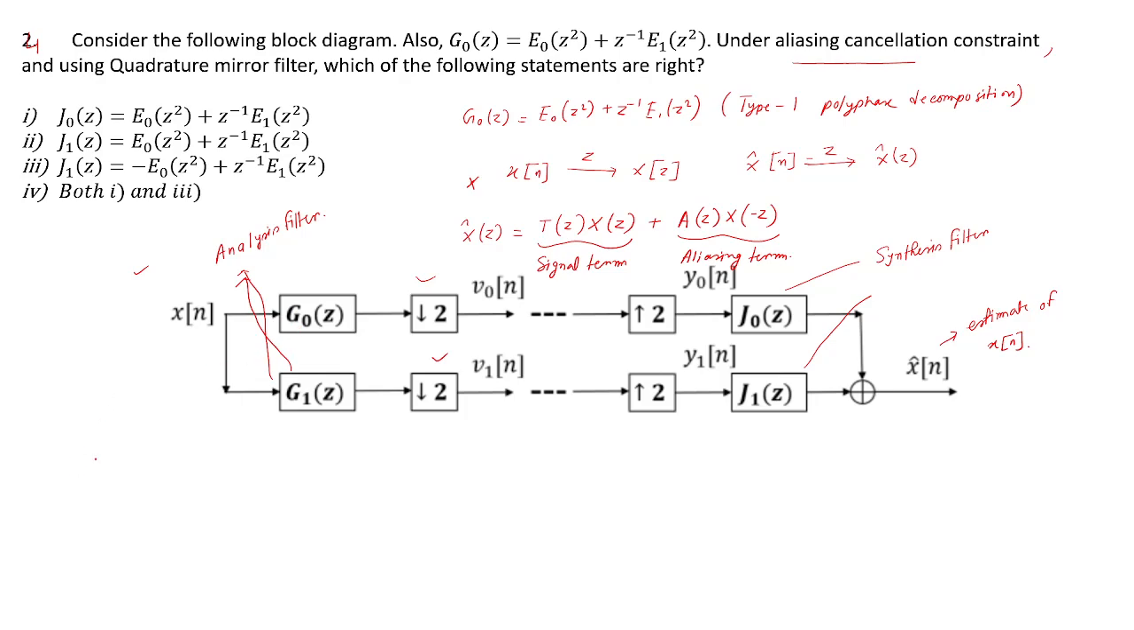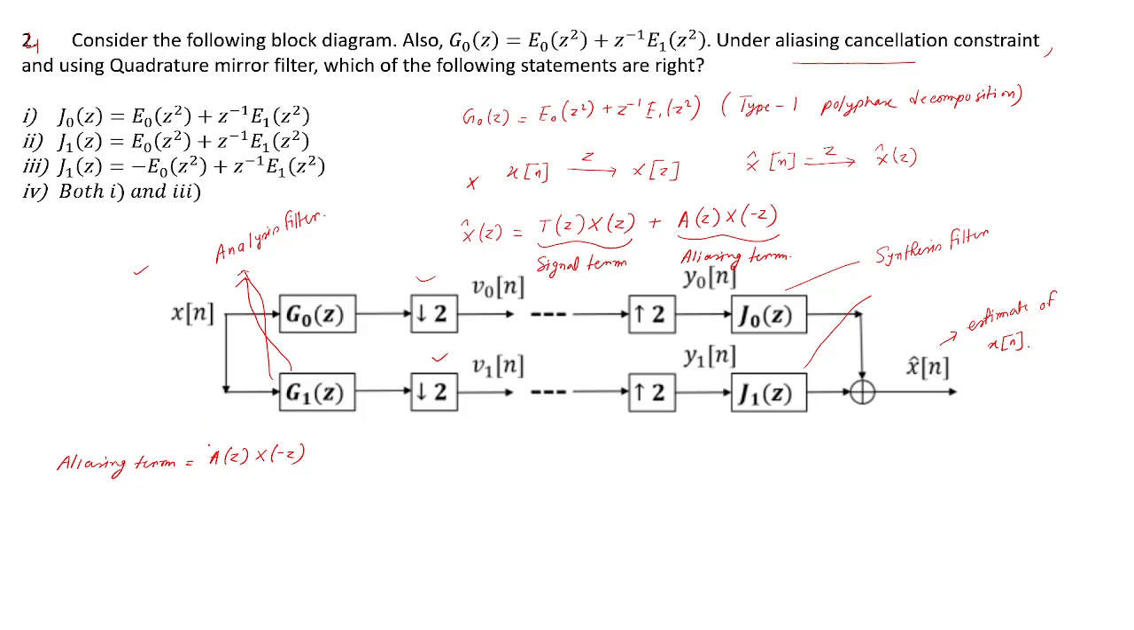Now let me focus on the aliasing term here once more. The aliasing term, if you see, is the product of A(z) times X(-z). You cannot modify or change the original input spectrum. It is as it is, and it keeps changing with your input signal. So that's not really your concern.